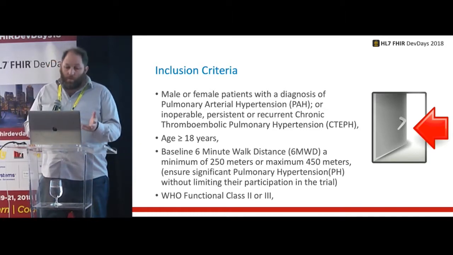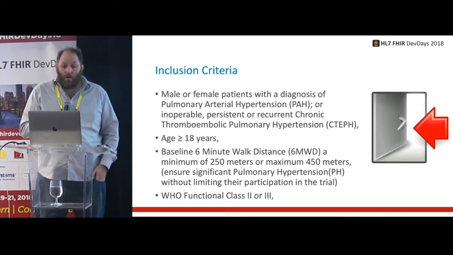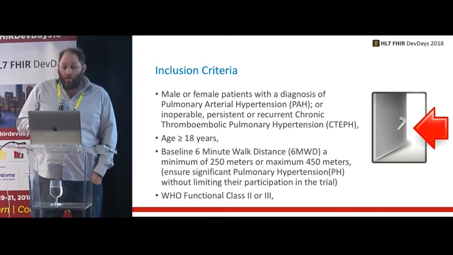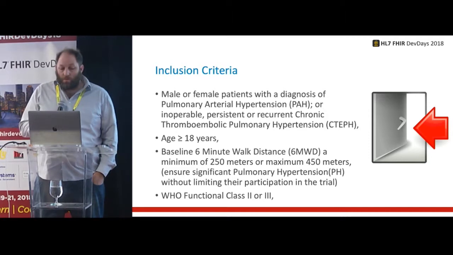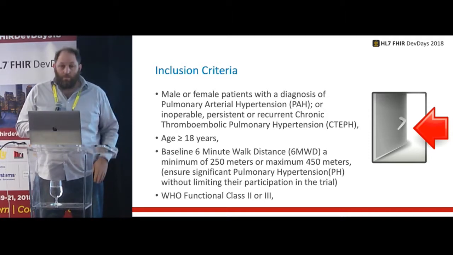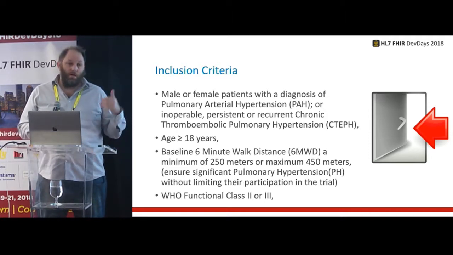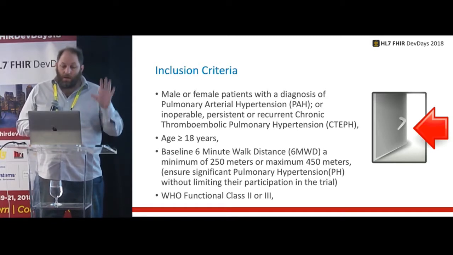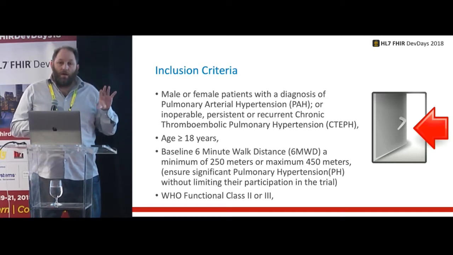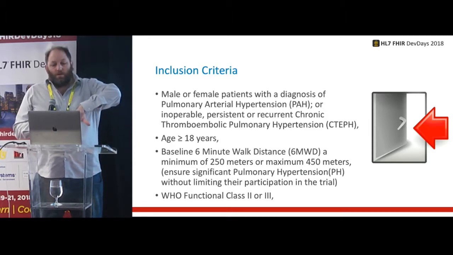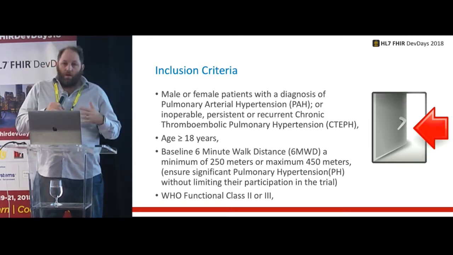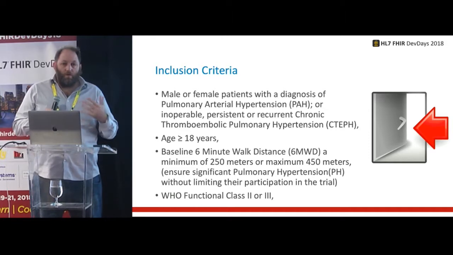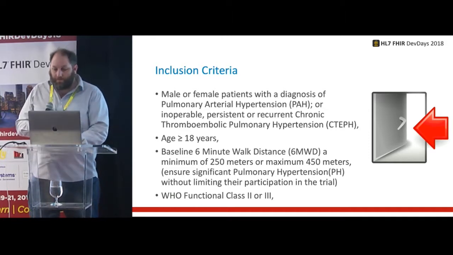So in this case, we've got male or female patients with a diagnosis of PH or persistent recurrent chronic CTEPH. Age greater than or equal to 18 years, well, that's relatively simple. Baseline 6-minute walk test. There's just a list of all these things here. But a lot of the rules themselves are written in a very composite way, so it becomes very difficult for machines to process.